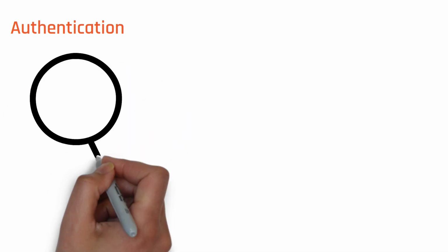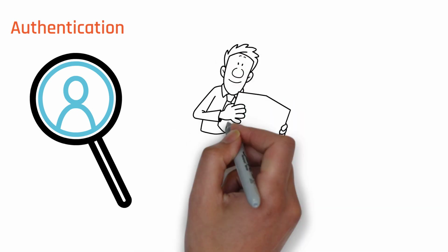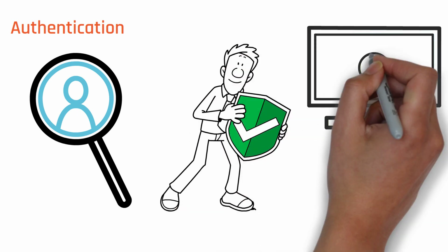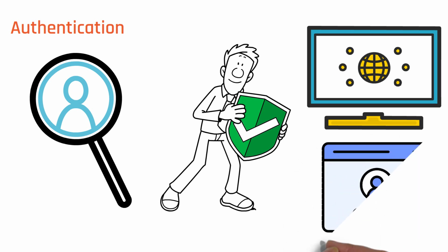The first stage of AAA is authentication. This is the process of identifying the user. This confirms the right person is accessing the system. It is usually done by username and passwords.